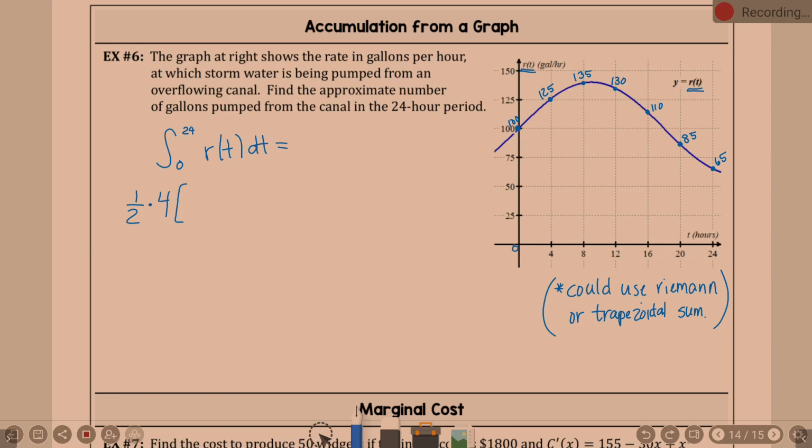Okay. Now, at that point, I wanted to get those numbers just so we'd be together, right? So, we have a single 100 plus two 125s plus two 135s plus 2 times 130 plus 2 times 110 plus 2 times 85 plus 65, a single 65. A half of 4 is 2. Not what I have. Dang it.